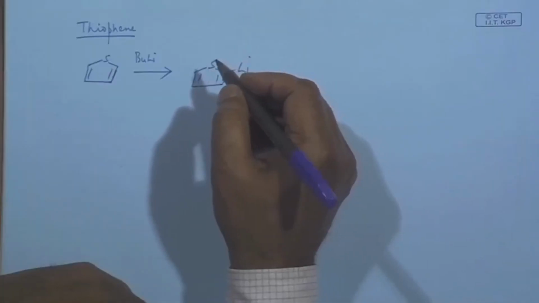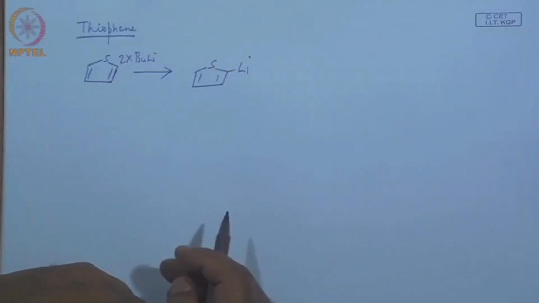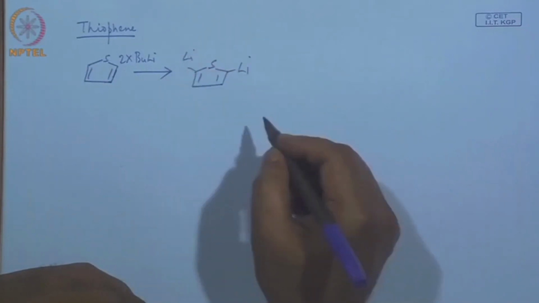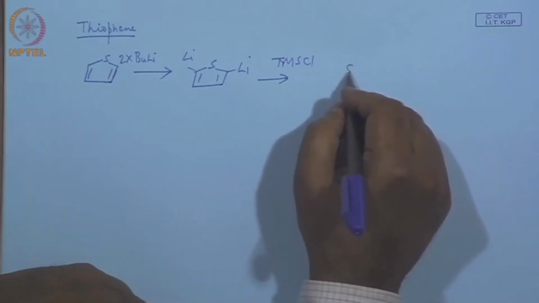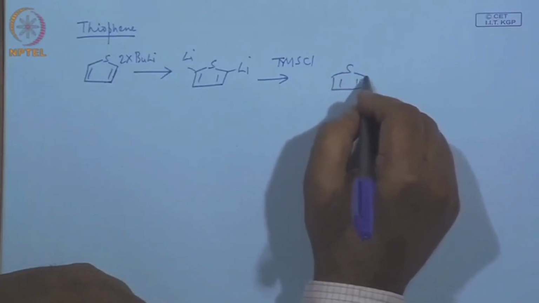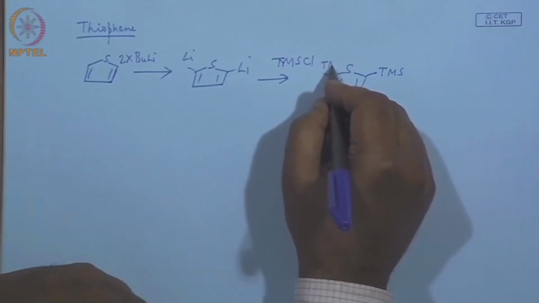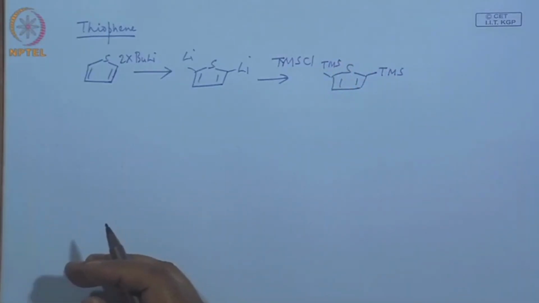For this example, you do not have to do any stepwise reaction. If you use 2 equivalents of butyl lithium, you will get the dilithiation, and then with TMS chloride, obviously, all of us know by now, you will get incorporation of 2 TMS units in the ring.